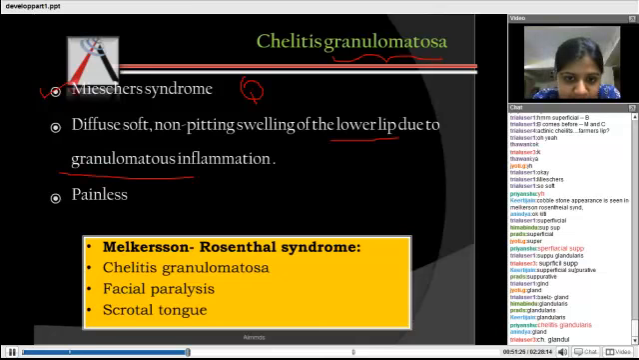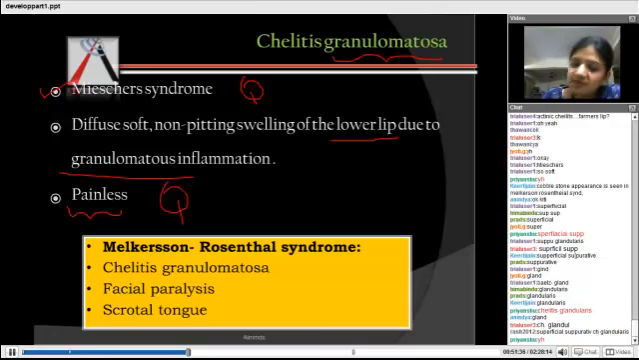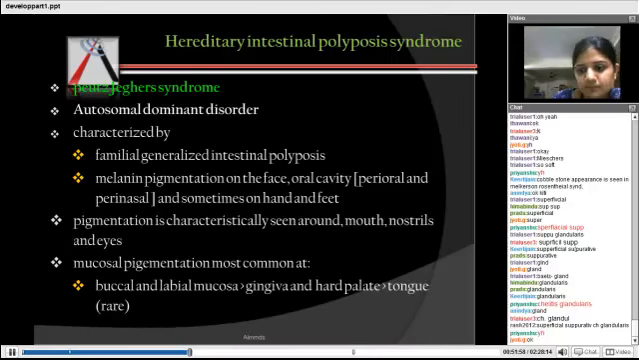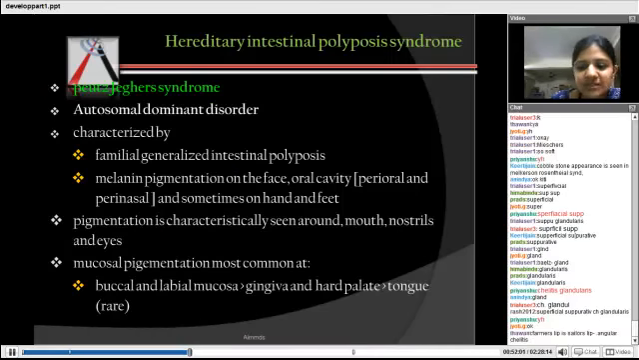It's also painless, which is another important point. You have MCQ questions on which is a painful lesion and which is a painless lesion, so remembering painless versus painful is also important. It also has an association with a syndrome called Melkersson-Rosenthal syndrome. Important syndrome here again. This is associated with scrotal tongue, facial paralysis and cheilitis granulomatosa. So that's clear?